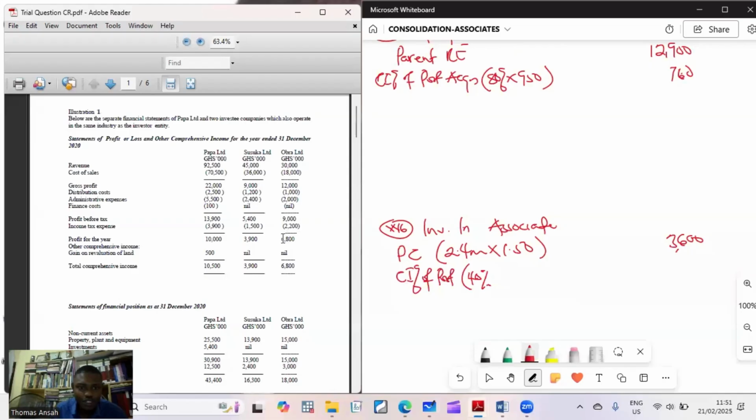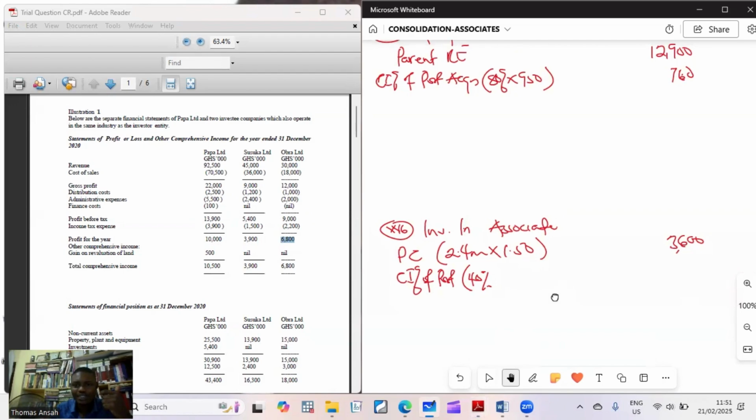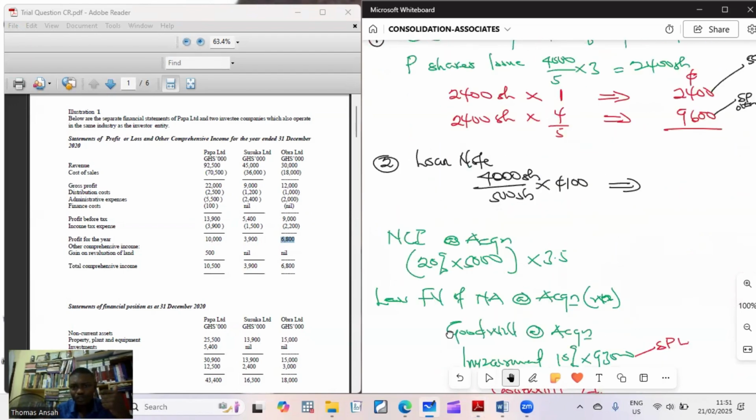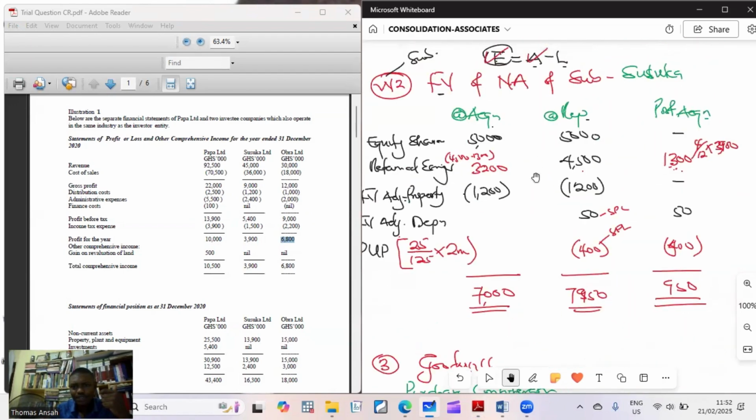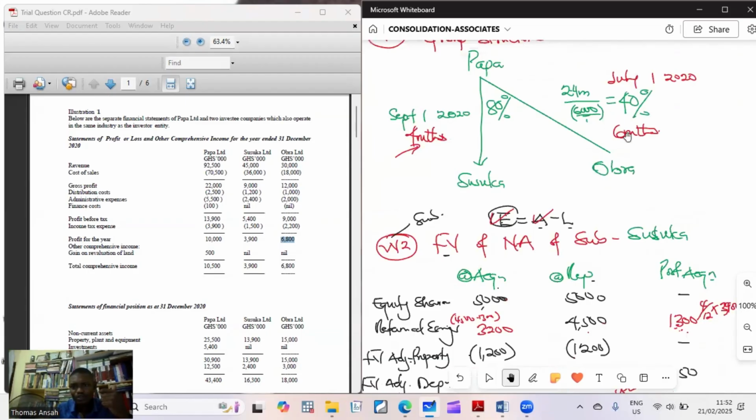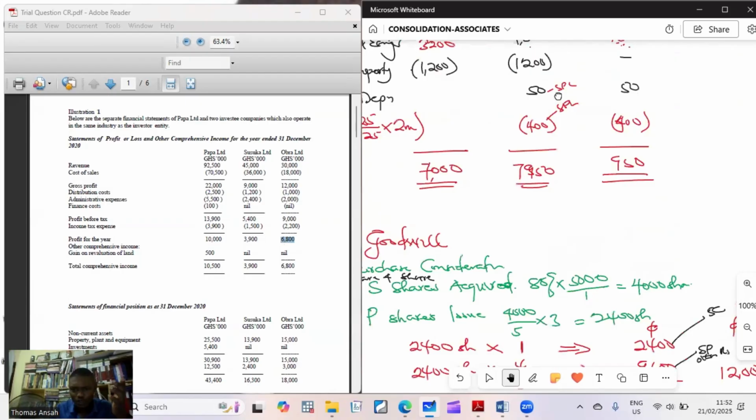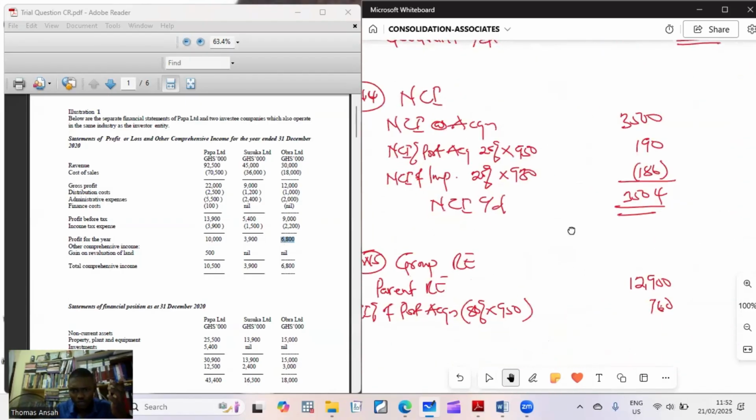This is the guy's P&L. And this is his money for the year. And you own 40% of this money. When did you start owning it? Per our group structure drawing, it is 6 months. You came together 6 months. So you do 6 months of that profit, then you find 40% of that. So that is the post acquisition.